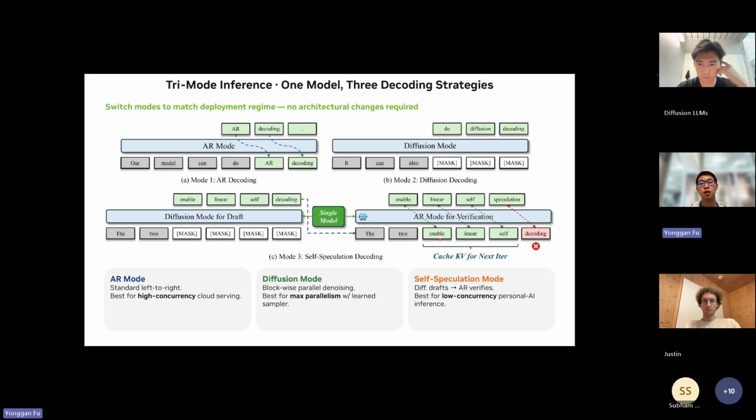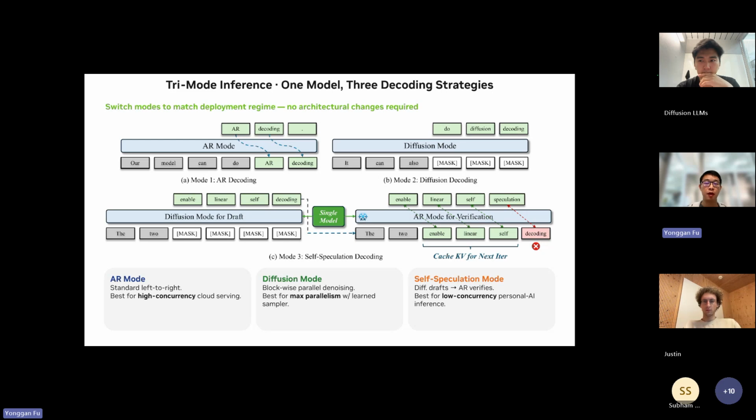And also the KV cache can be reused when you do the verification. After you verify the draft from the diffusion mode until the first mismatch token, the KV cache of all the matched tokens before it can be cached and reused. So in the next iteration for the diffusion draft, they can directly start from the next token. No need to recompute the KV cache. So these are the three modes of our model, but certainly you can do some further variations on top of it.